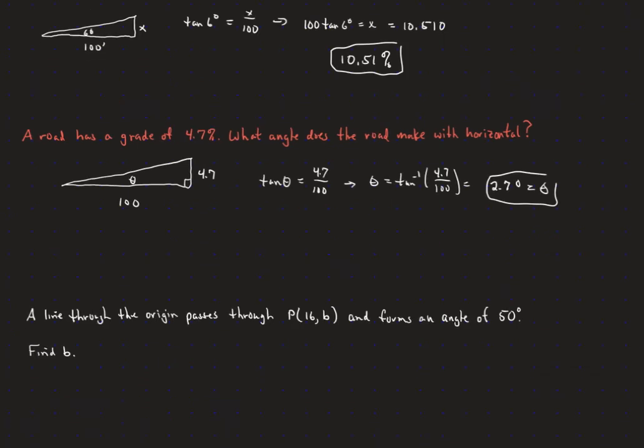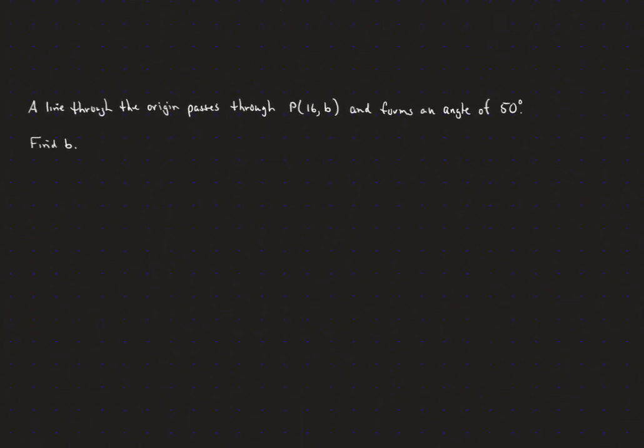Okay, here's a different kind of question. So a line through the origin passes through the point 16 comma B and forms an angle of 50 degrees. And we want to know what that B is. So imagine that we're at an angle of 50 degrees. So I'm going to say something like about there. There's our 50-degree angle, and it's going to pass through the point that is 16 comma B, and we would like to know what is that B.